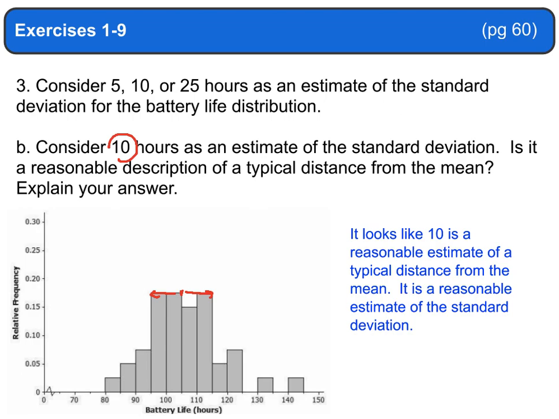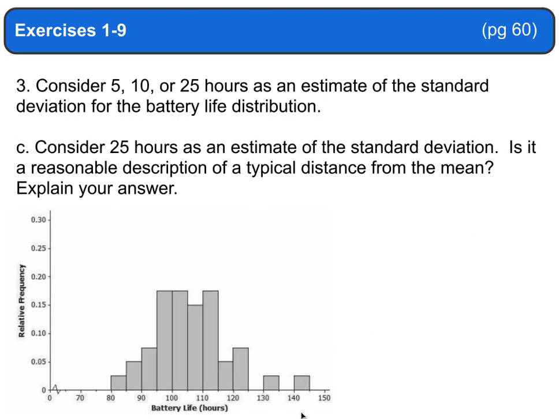That leaves us with 25. Let's just consider that. If we were to mark our 105 right here, if we wanted to go 25 hours, this would be 5, 10, 15, 20, 25 would go all the way out here, and then 5, 10, 15, 20, 25.